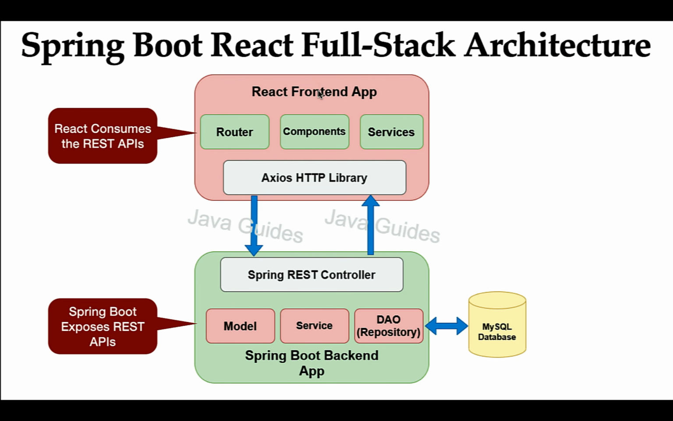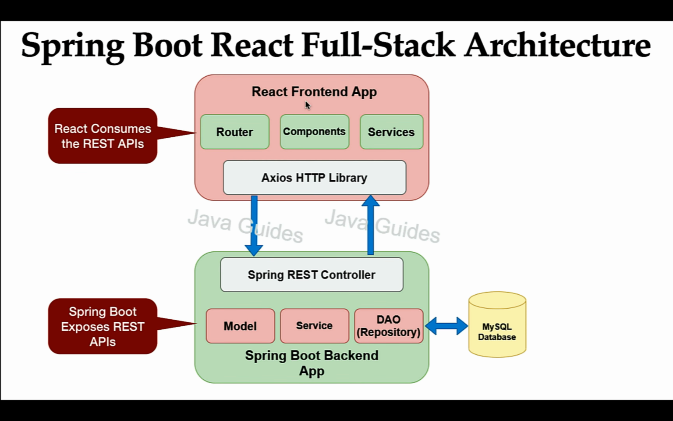Next, we have the React front-end application. It consumes the REST APIs that are exposed by the Spring Boot backend application. In the React front-end application, we create components, services, and a router, and React is not concerned with the HTTP library. We have to use a third-party HTTP library to make a REST API call. In this project, we are going to use the Axios HTTP library to make REST API calls in the React application, and we are going to use JSON format to exchange data between the React front-end application and the Spring Boot backend application.